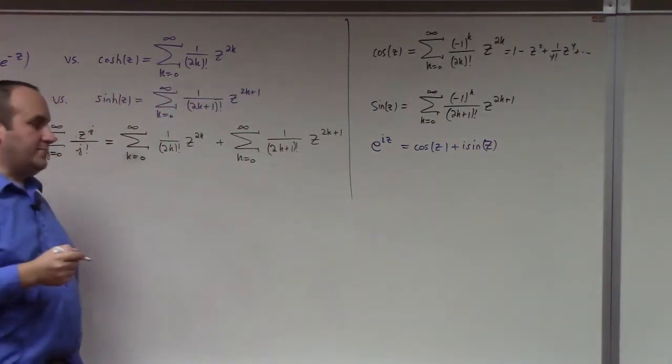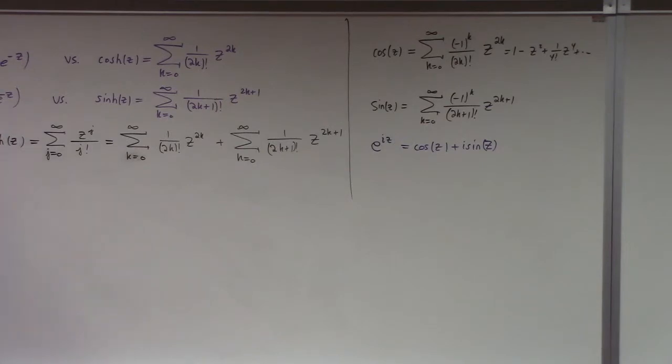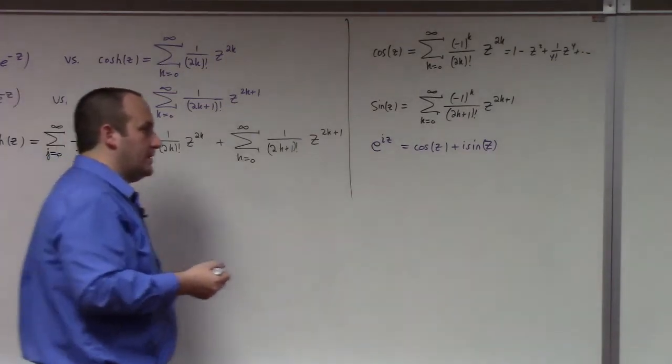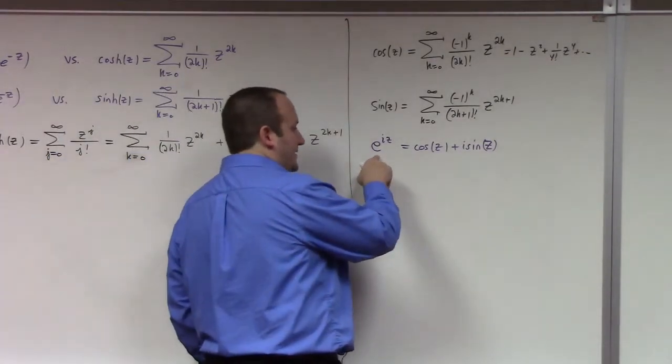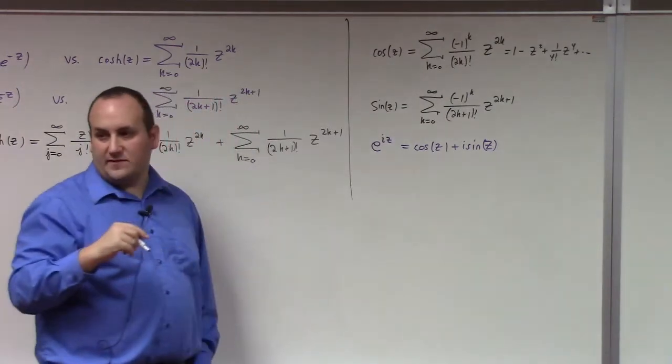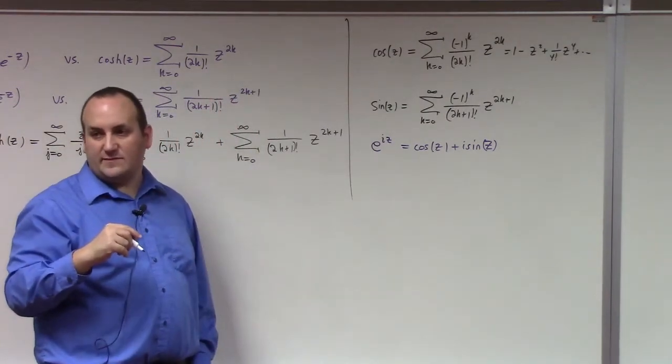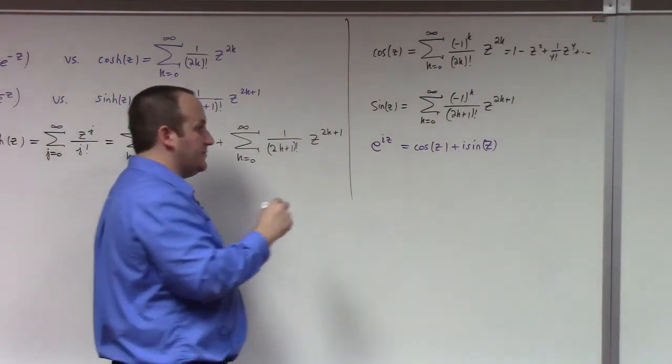A lot of the time we've played with that identity where z was a real quantity or a pure imaginary quantity, but it's in fact true for complex quantities. So if you expand e to the iz in a power series, basically substituting iz into the exponential series that we looked at earlier, what do you get?